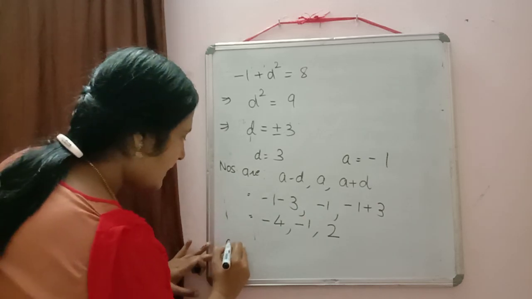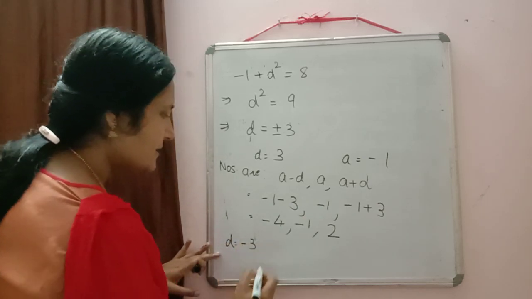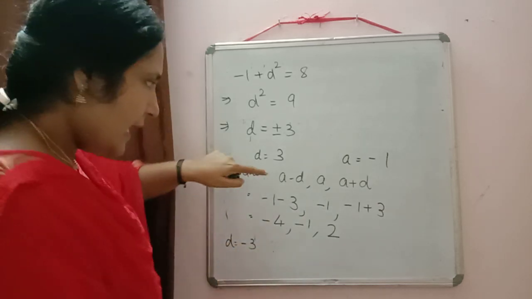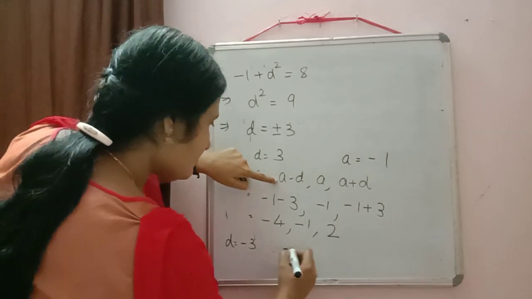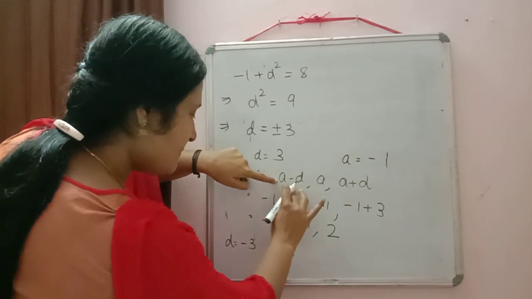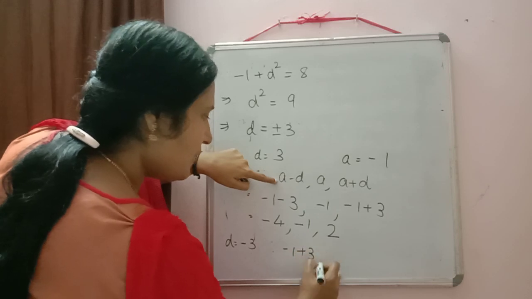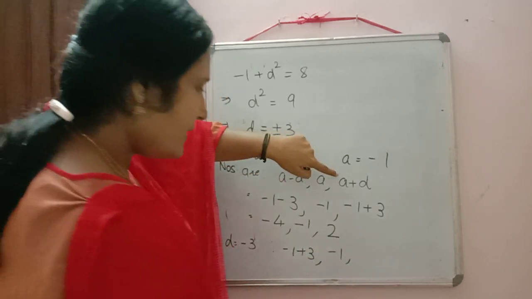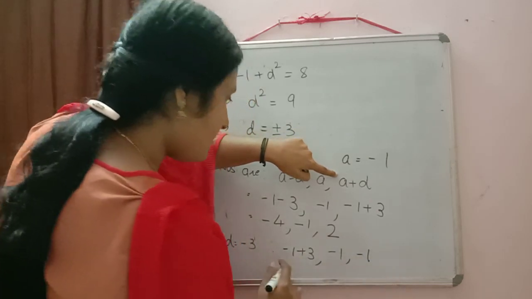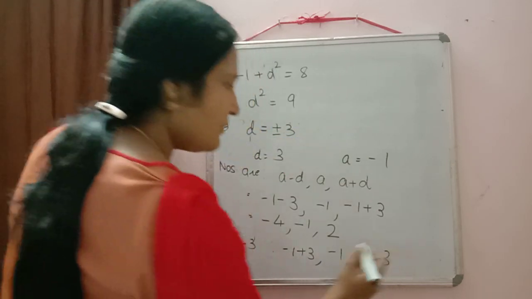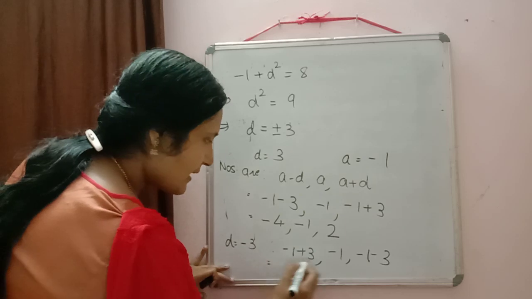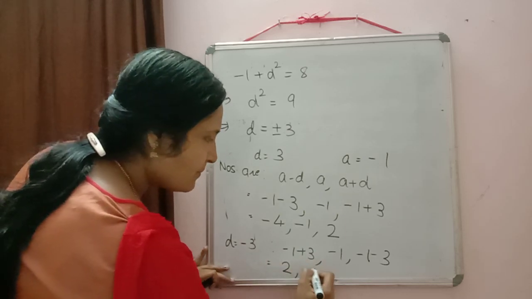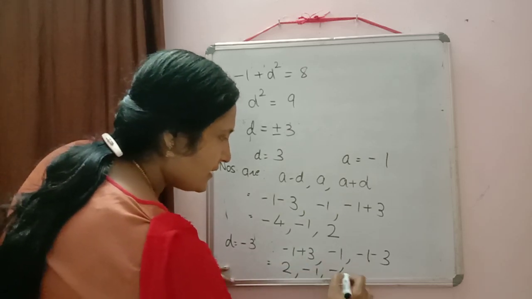Now we will take the second case. If D is equal to -3, then what will come? A minus D, A is -1, minus of -3, so that will be equal to +3, comma. A is the same, -1. Then next it will come -1 plus -3. So we'll get 3 minus 1, 2, -1, -4.